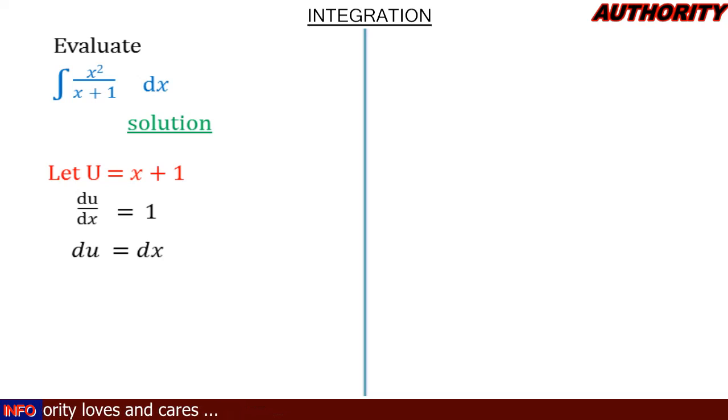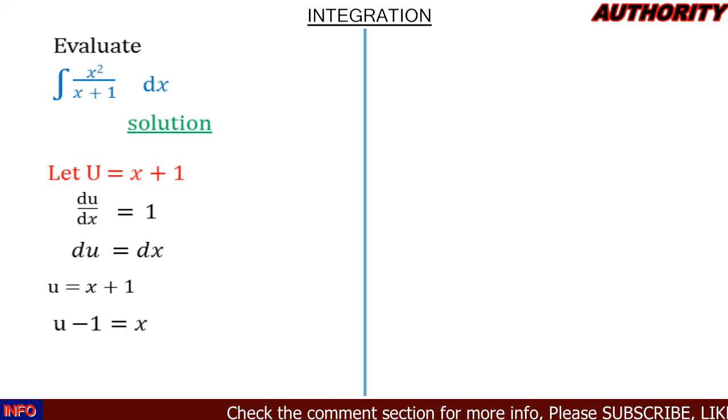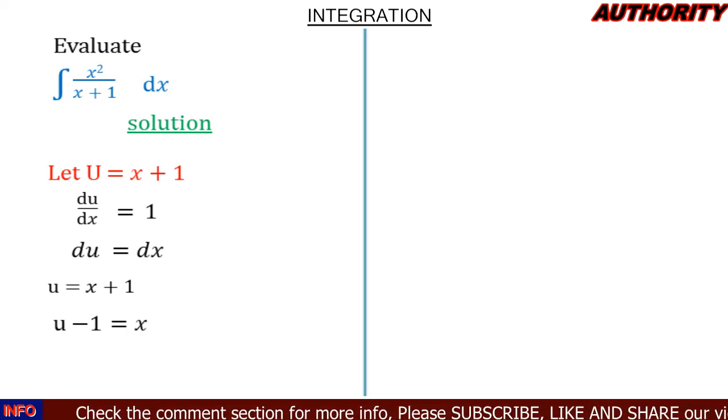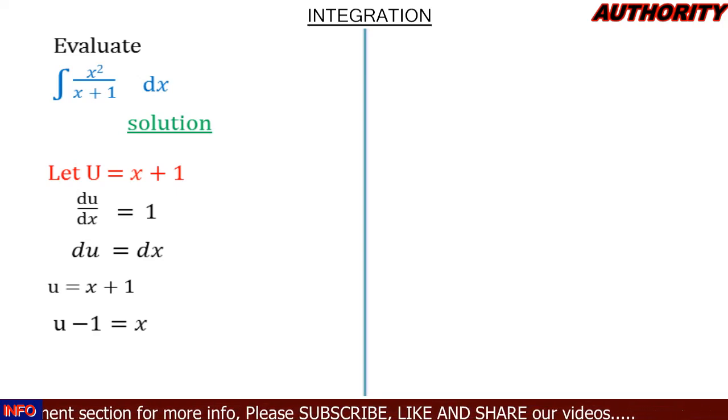Changing the variable from x to u, but then, in the numerator, x squared is still there, which is not proper. So what are we going to do? Now let's go. We have u is equal to x plus 1, right? Good. Let's make x the subject here. That means we take 1 to the other side. We have u minus 1 is equal to x. So that means in place of x, we replace it with the value of x.